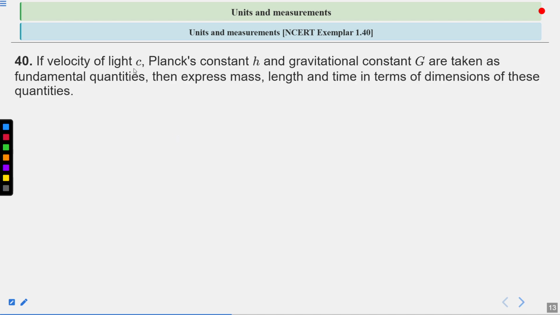If velocity of light c, Planck constant h and gravitational constant G are taken as fundamental quantities, then express mass, length and time in terms of dimensions of these quantities. So here you have to express mass, length and time in terms of dimensions of velocity of light, Planck constant and gravitational constant. Think about it.